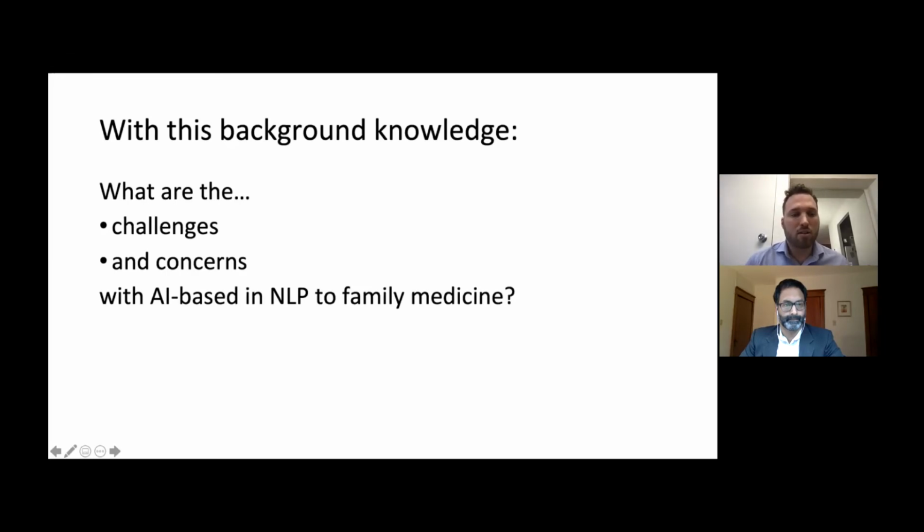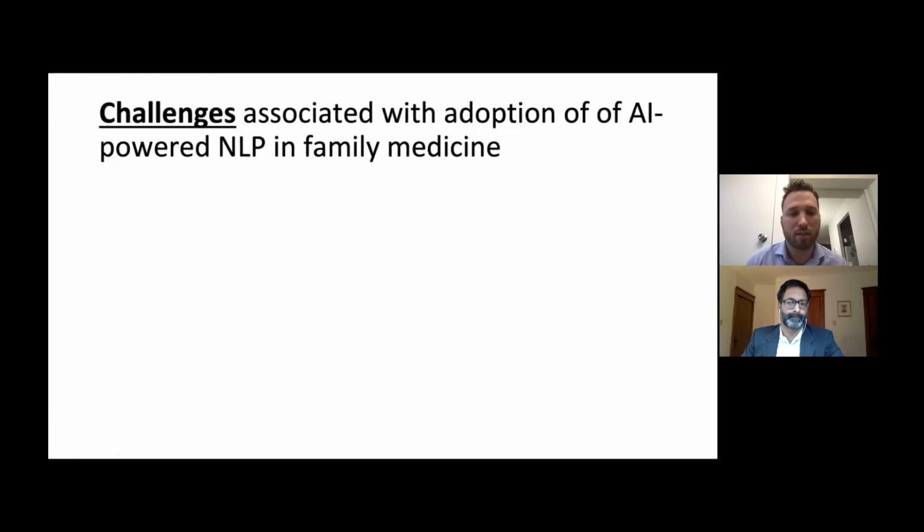So with this background knowledge, it's time to go into the challenges and concerns of AI-based NLP, because this is really where the vendors are coming with these tools in the next 10 years for sure. How do we make sure that it's appropriate and aligned with the values of family medicine? Some of the challenges include the siloed data of the health system. Social determinants of health and other key data are not directly linked in our system, and so NLP trained on siloed data is only as good as that siloed data is.